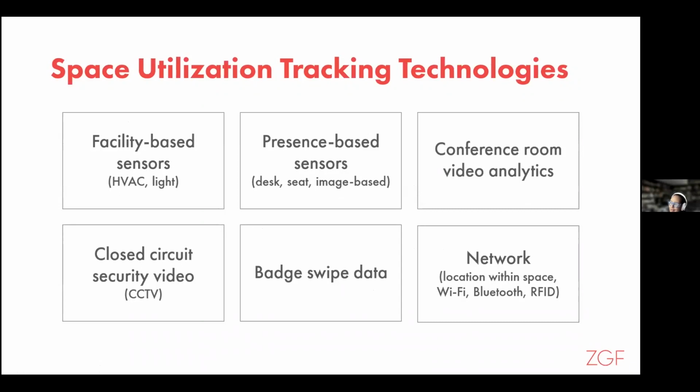So what are some of the different types of sensors and technologies that you can use for this? There are facility-based sensors. A lot of these are going into smart buildings, as they say. We can leverage some of the lighting that you're using and the HVAC systems, so that you can have sensors there that are going to support you. We'll talk about a couple of examples in a minute.